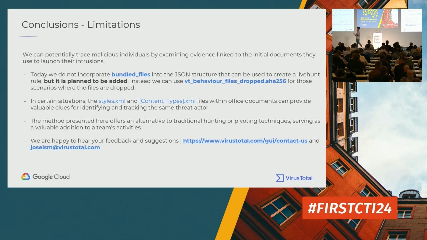In certain situations, styles and content types files within Office documents can provide valuable clues for identifying and tracking threat actors. Okay, some of them are not good at all to track, but some of them, at least, we got good results with some APTs. And the method presented can offer an alternative to traditional threat hunting. And this is an addition. I mean, we are not trying to replace any traditional threat hunting activities. This is just a new way to do hunting and pivoting, okay?